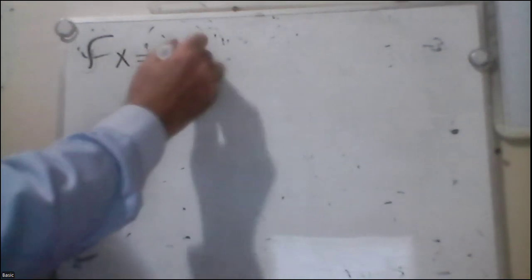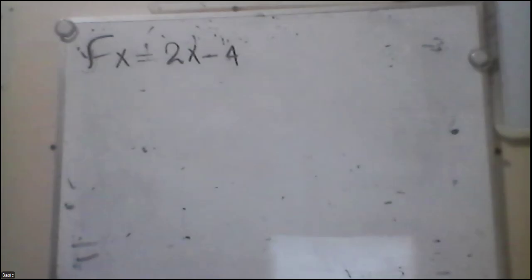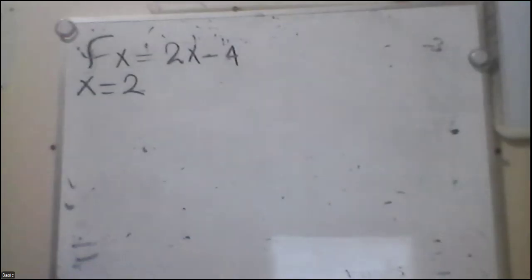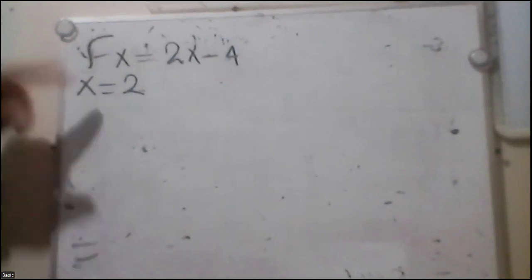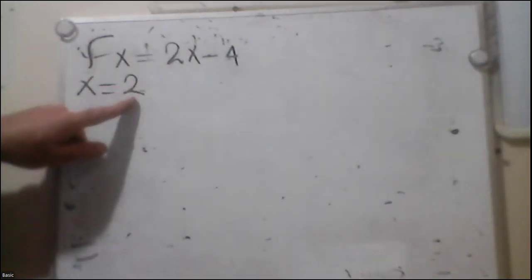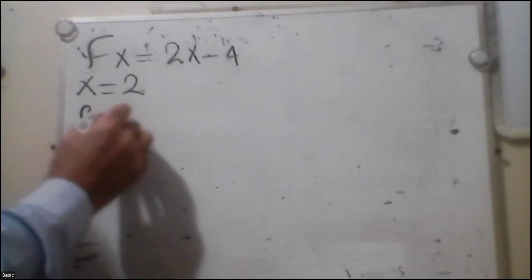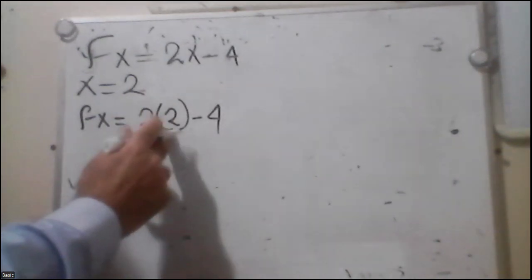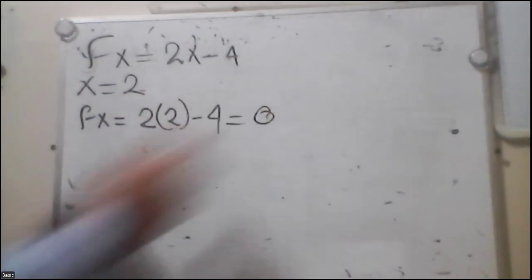f(x) equals 2x - 4. And he wants the point when x equals 2. So he needs the value of f(x) when x equals 2. So I will replace any x I see here with this 2. So f(x) will equal 2 times 2 instead of x, minus 4. 2 times 2 is 4, minus 4, that will give me 0.